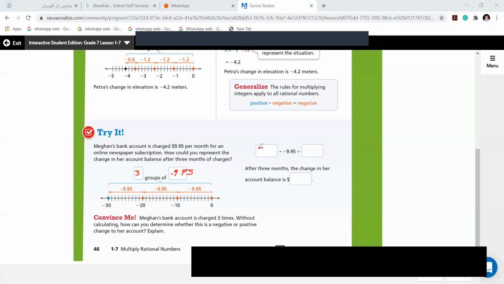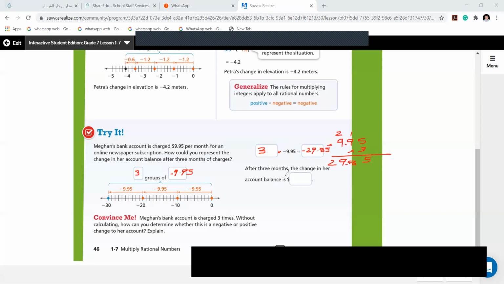3 times, girls, this dot means times. 3 times 9.95. Simple, just write 995 and multiply by 3. Where is the point? Somewhere here with the minus sign. 3 times 5 is 15. 3 times 9 is 27, plus 1 is 28. Point before 2 numbers. So it is minus 29.85.